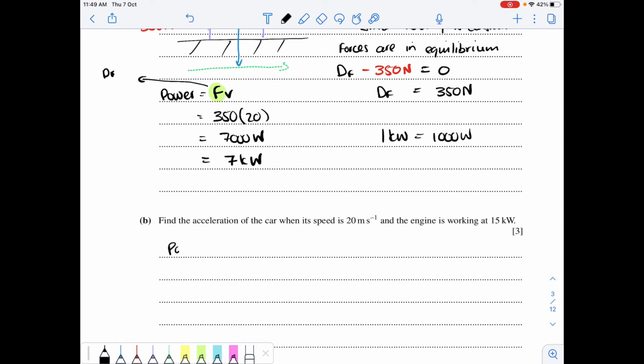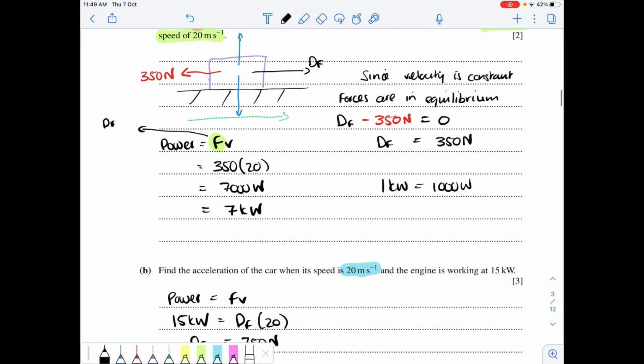Once again, power is equal to force times velocity. This time we've been given the power. We're told the power is 15 kilowatts. We want to calculate the driving force, and we know the velocity of the car because they give it to us as 20 meters per second. So it's 15,000 watts divided by 20, and that's going to give us 750 newtons. That's the driving force of the vehicle.